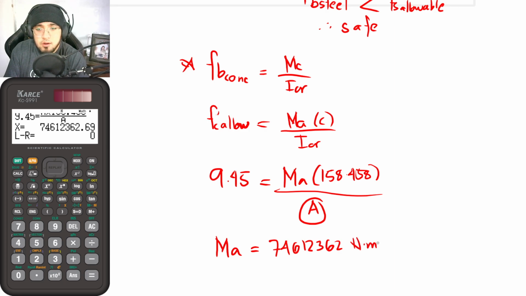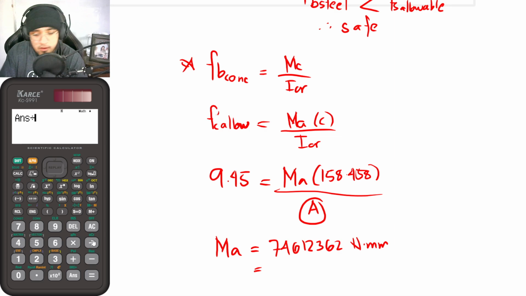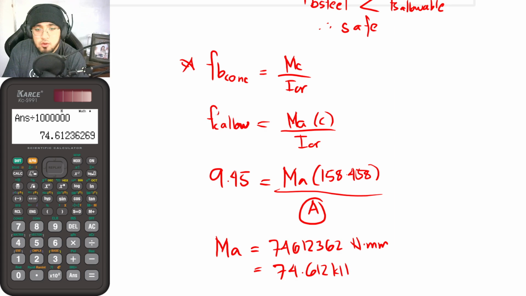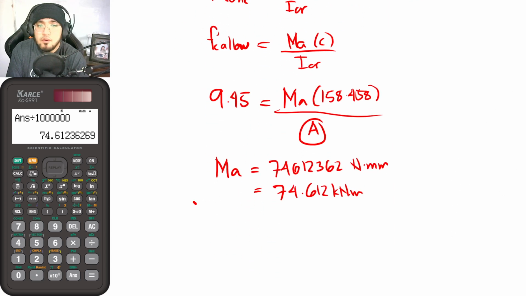Newton millimeter. Okay, so if I want to convert this into kilonewton meter, just simply divide your answer by 1 million. So our answer here is 74.612 kilonewton meter. Okay, so this is the allowable for compression.